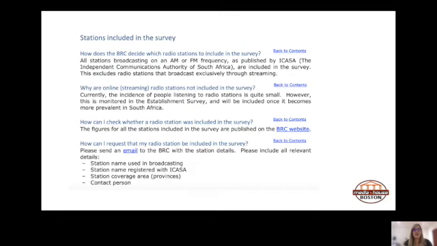So how do they decide who to include in these surveys? All the stations that are on ICASA's list, all the AM and FM stations are on the survey. The only ones that are not on there are the online streaming radio stations, which is something that is on the establishment survey and that they're looking at adding when it becomes more prevalent in South Africa.